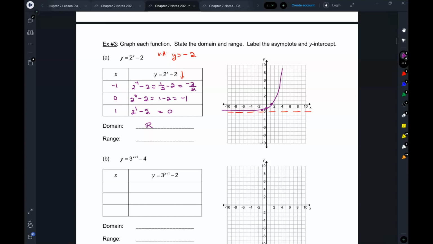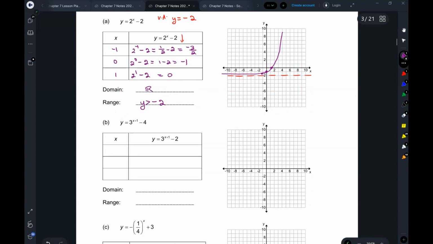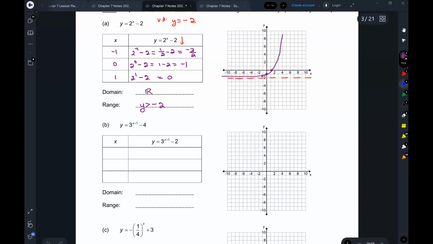So take a look at the range. Now it's going to be y is greater than, because this is still on top of the asymptote, greater than negative 2. Cool? Does that make sense? Yeah, thank you for noticing that. Let's make that minus 2.